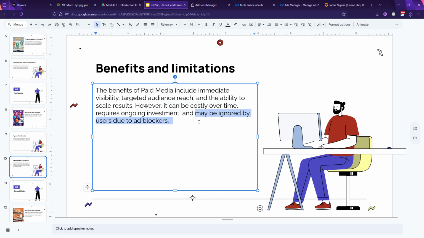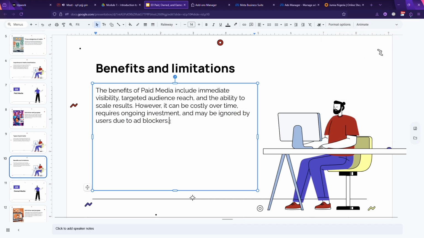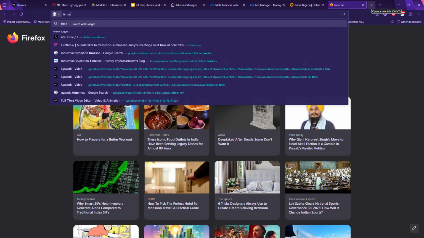And ads can be ignored by ad blockers. I have an ad blocker installed, so it might block some of the ads. I don't get YouTube ads, and I don't get ads on websites. There are ad placements on different websites.